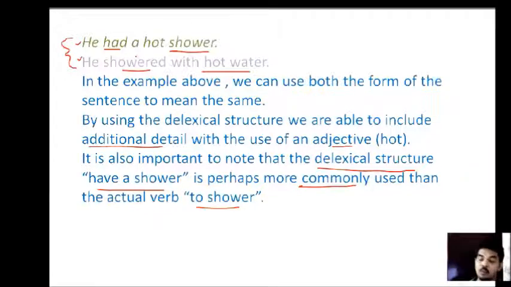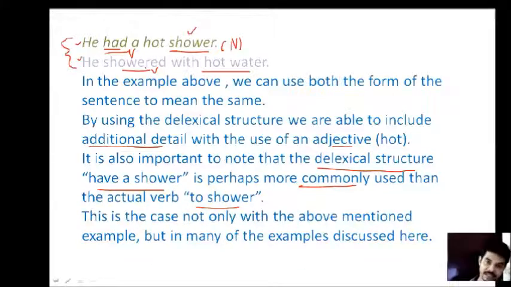So here what we get in these two sentences, a shower, this is a noun, but this noun is actually containing the sense of had, that's the verb. Whereas the actual verb for this sentence is showered. But here in the first sentence, we aren't using to shower as the verb. So what finally we get?